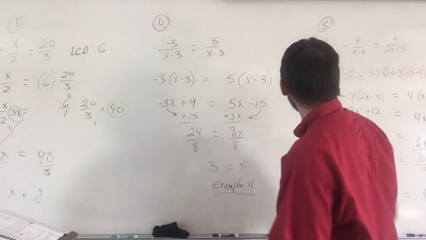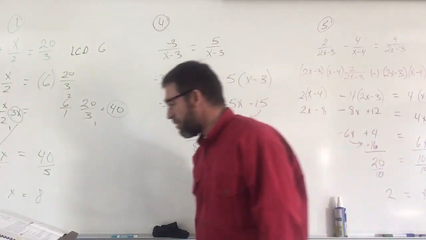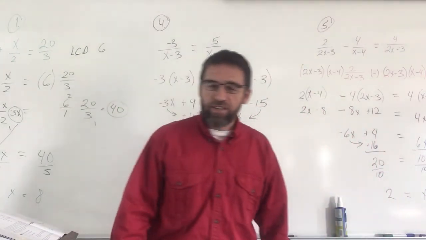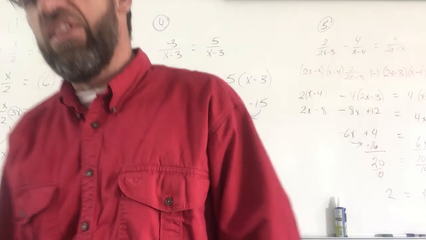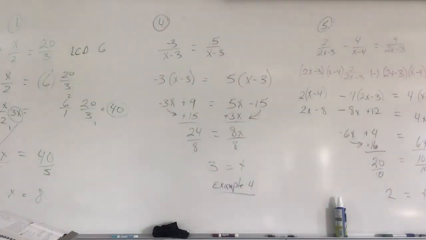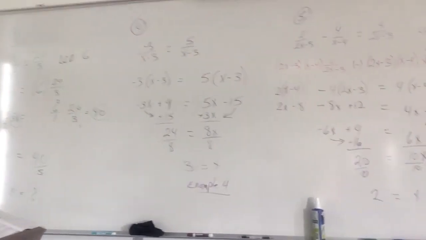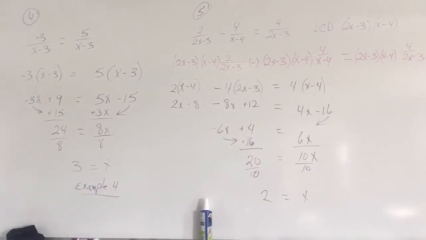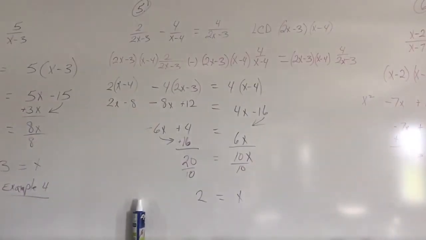Okay? Let's move over to number 5. Quickly tell me, what is the greatest common denominator, no, the least common denominator of number 5? Oh, there you can see it on the board already.